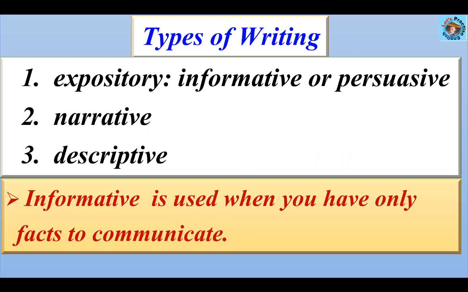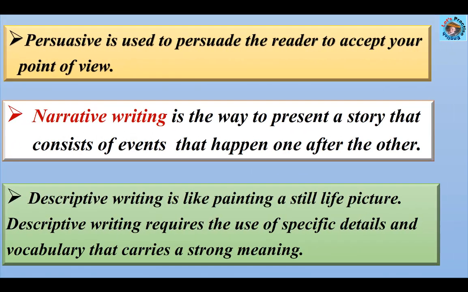Types of writing. 1. Expository, informative or persuasive. 2. Narrative. 3. Descriptive. Informative is used when you have only facts to communicate. Persuasive is used to persuade the reader to accept your point of view.